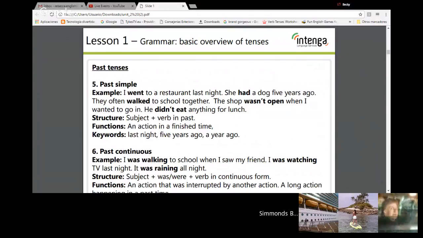I want to. She had a dog 5 years ago. They often walked to school together. The shop wasn't open when I wanted to go in. He didn't eat anything for lunch. Structure: subject plus verb in past. Functions: an action in a finished time. Keywords: last night, 5 years ago, a year ago.